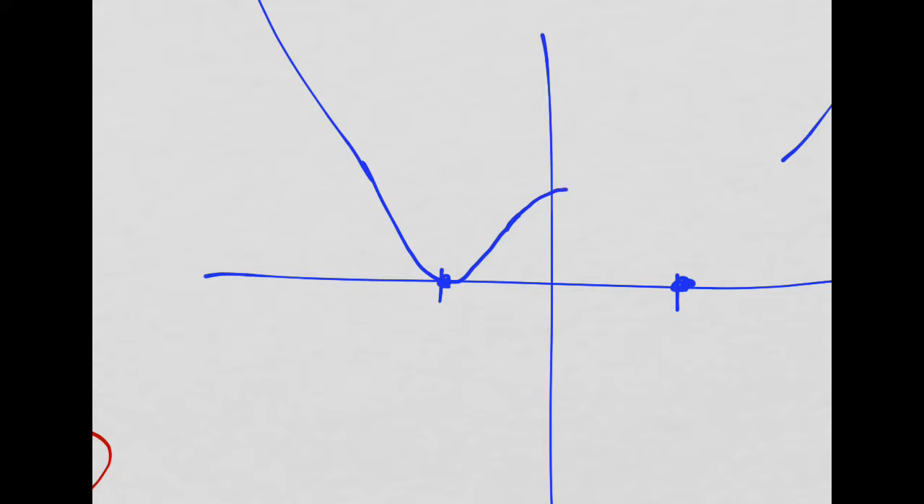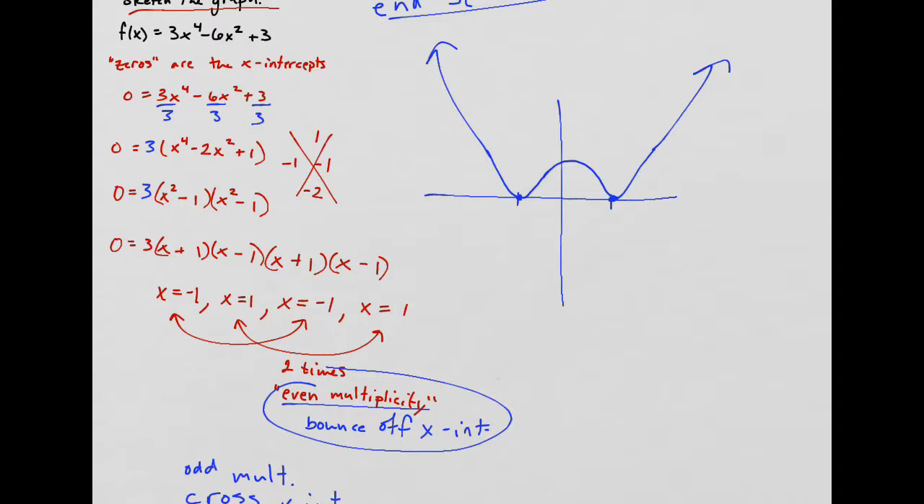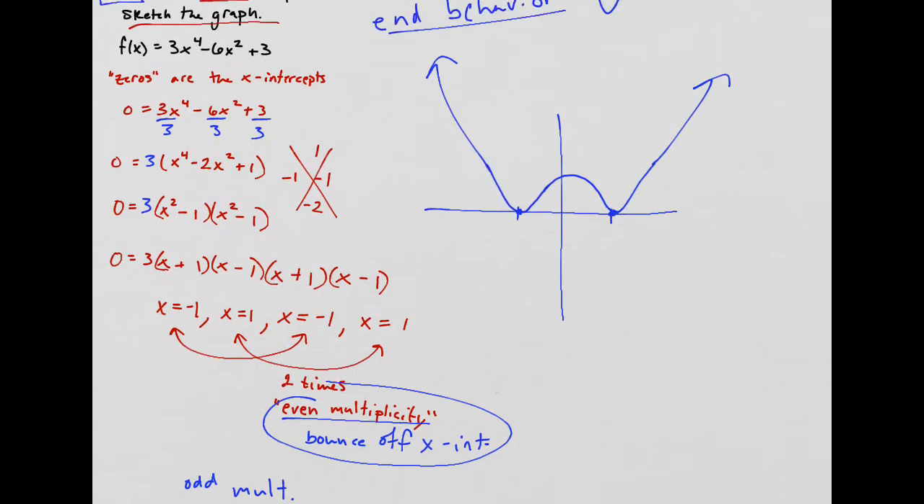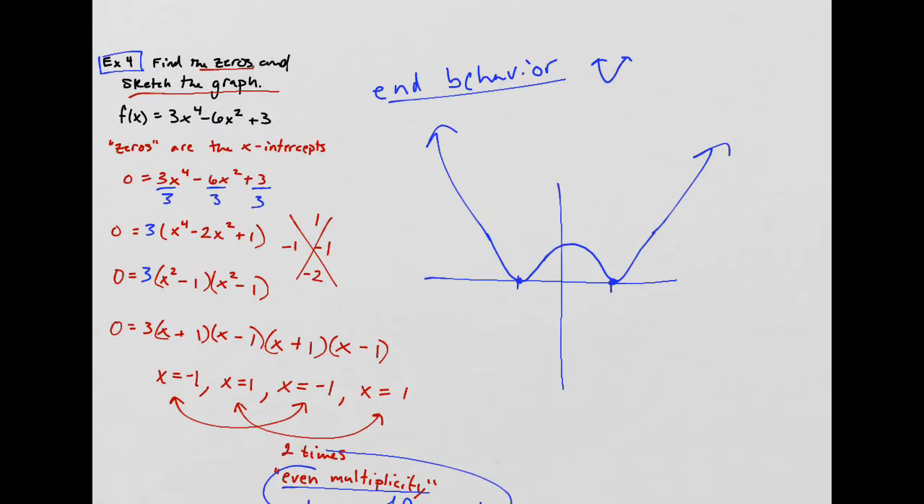Okay, well, I must go, and then I bounce again because I had even multiplicity there as well, at both x equals 1, that was this, and at x equals negative 1, that was this. It happened twice, so I bounce. If it happened 3 times, I would cross. If it happened 4 times, I would bounce. 5 times, it would cross, and so forth. I'll do another example like this.